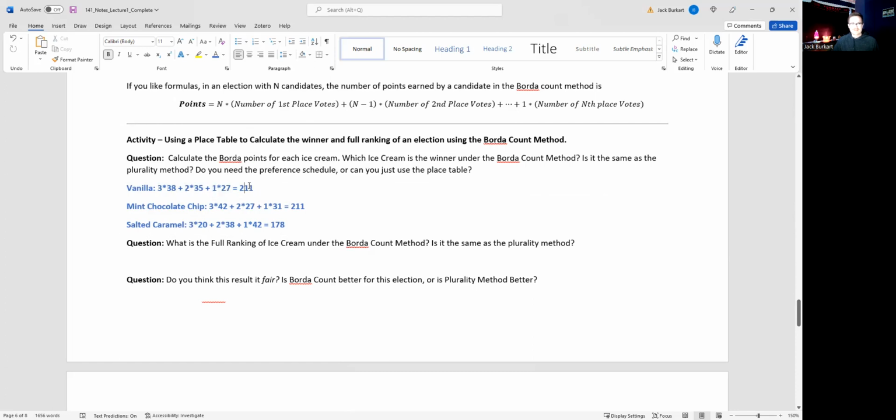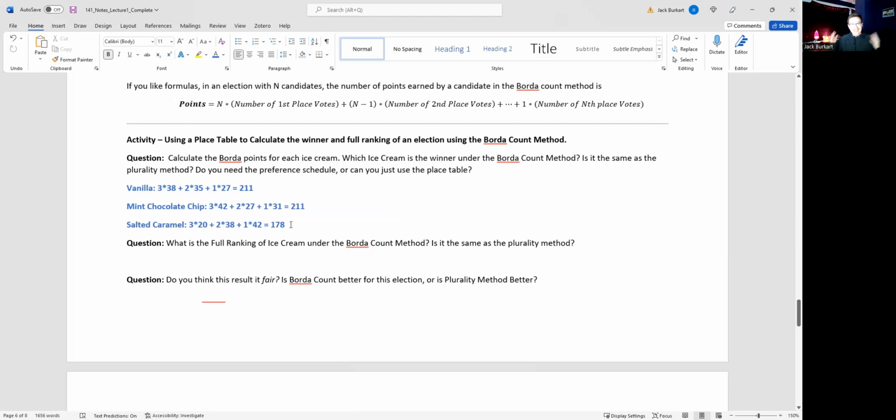I got 211. Mint chocolate chip got 42 first place votes, so we multiply that by 3. They got 27 second place votes, so we multiply 27 times 2, and 31 third place votes. So we just multiply 1 times 31, and we get 211. And then we follow this procedure again. 3 times first place votes, plus 2 times second place votes, plus 1 times third place votes. For salted caramel, we end up seeing that salted caramel has 178 points using the Borda count method.